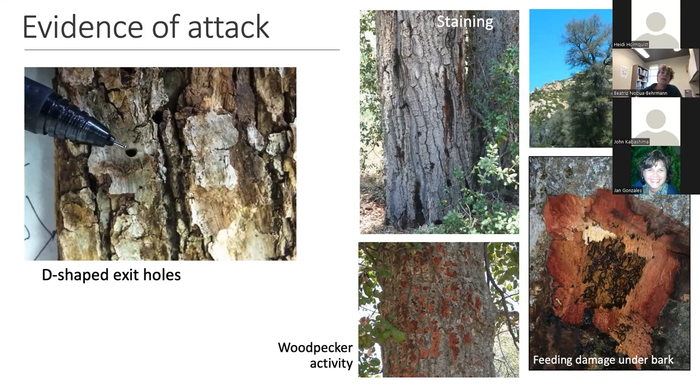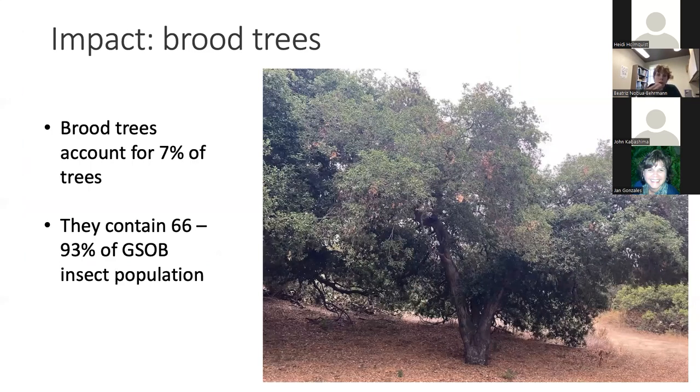So one interesting thing about G-sub is that, very much like shothole borer, they tend to concentrate the populations in a few trees. Those trees we call brood trees or amplifier trees, and about 7 to 10% of the infested trees fall within this category. Basically, there could be many trees that are infested, but only a few of them get this severe infestation. We consider them severely infested once they have more than 25 to 30 exit holes and they start showing dieback. That's when we consider, okay, this tree is a brood tree.